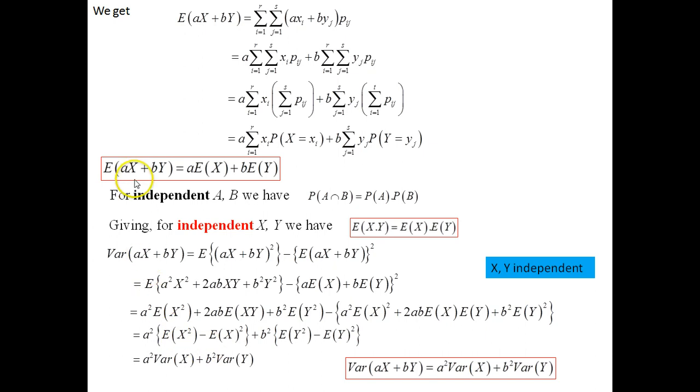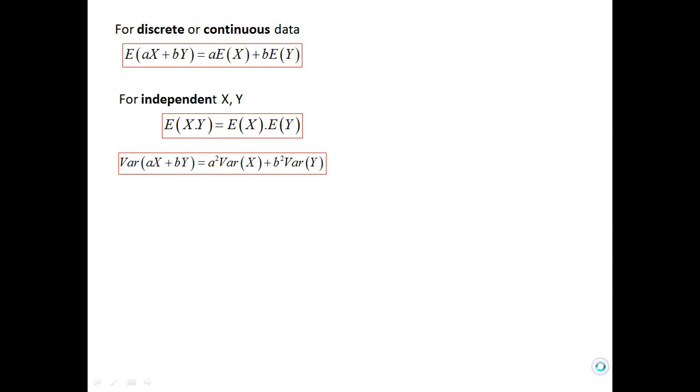So we have the expectation of ax plus by is a times the expected value of x plus b times the expected value of y, but the variance is a squared times the variance of x plus b squared times the variance of y. And to work out the standard deviation, we would just take the square root of the answer. Therefore, we have these formulas which you need to learn.